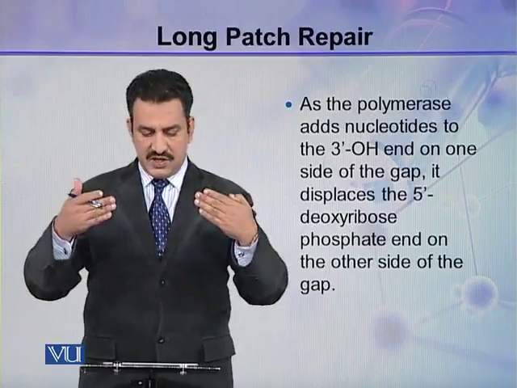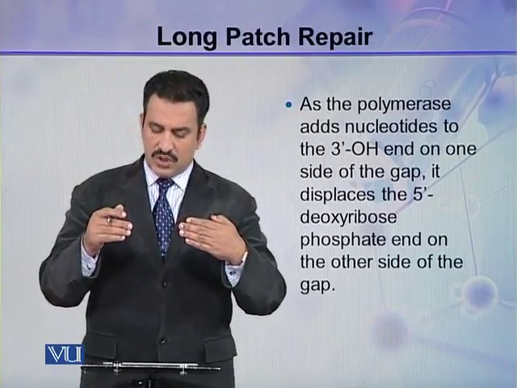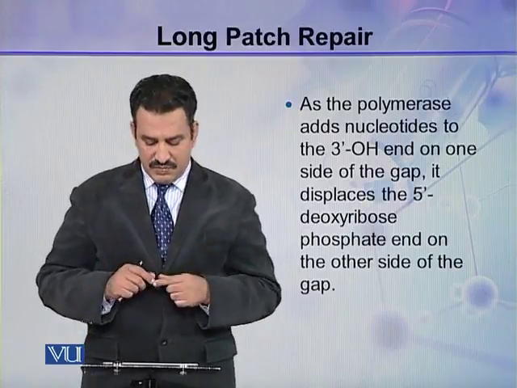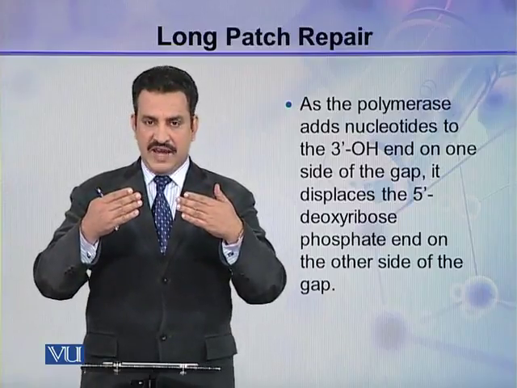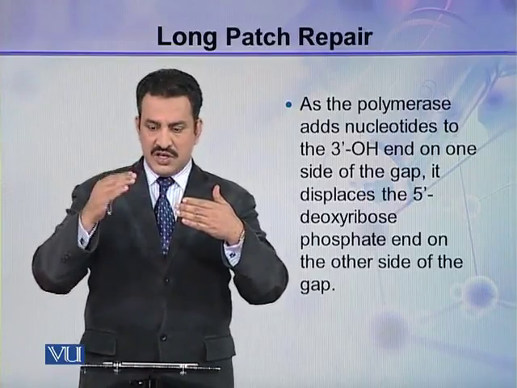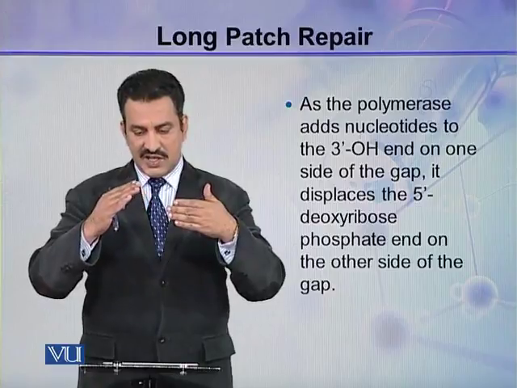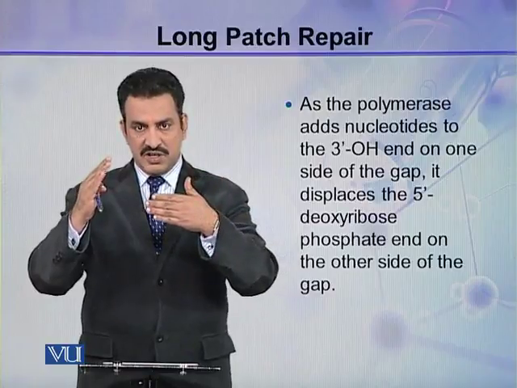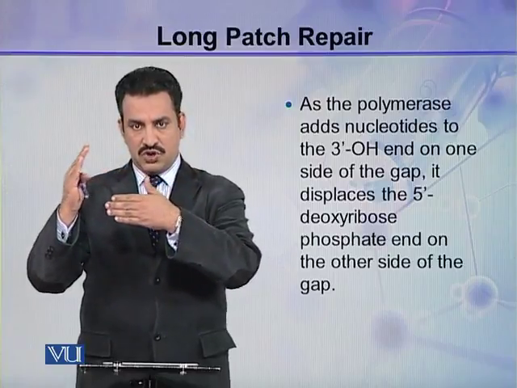So this is a strand. So on this side is a 3' hydroxyl group. So the polymerase adds nucleotides to this side. It displaces the 5' deoxyribose phosphate on the other side of the gap. So as the new nucleotides are introduced on this side, on this side the 5' deoxyribose phosphate is slightly displaced. This strand is gradually extended and this strand is gradually displaced. So in this fashion, it goes on.